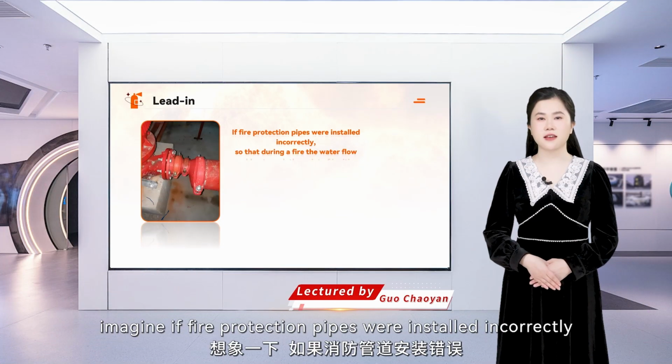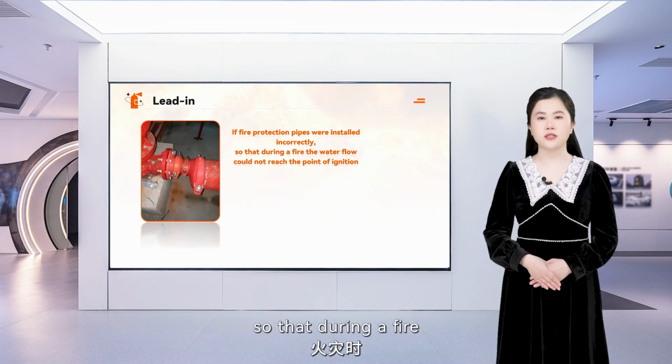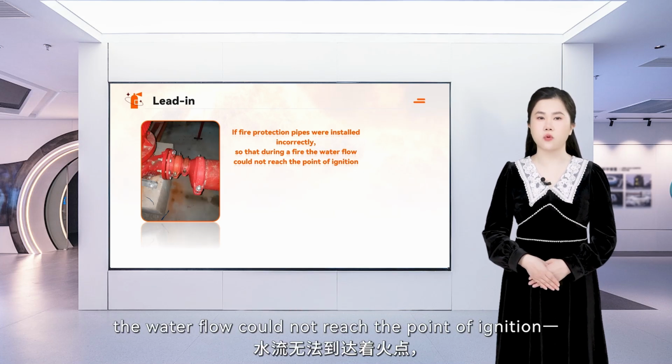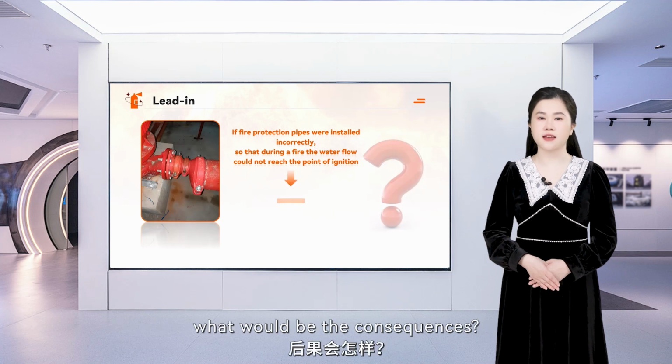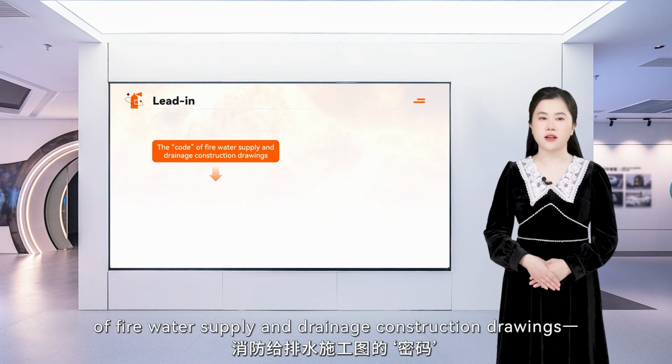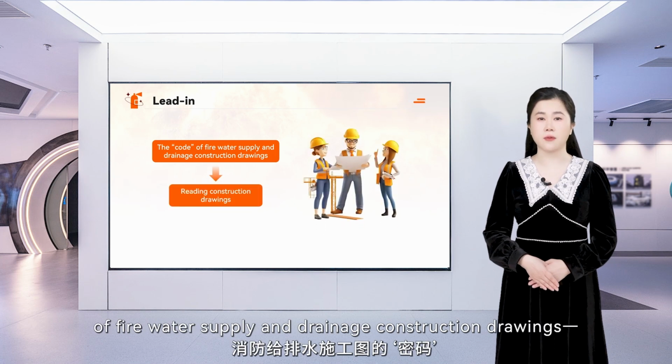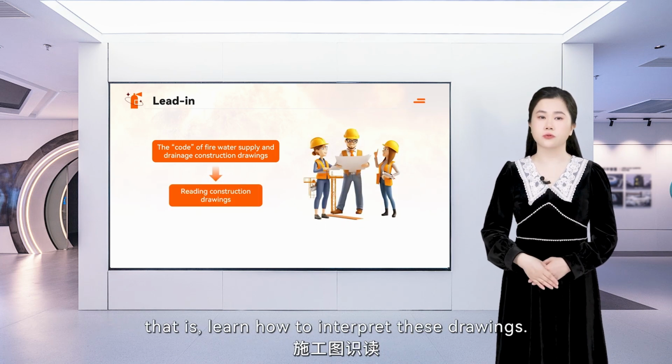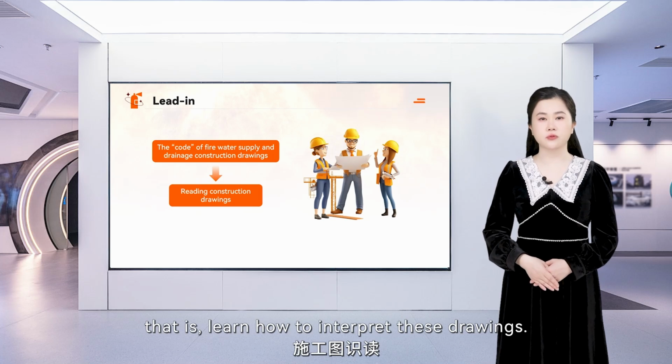Everyone, imagine if fire protection pipes were installed incorrectly so that during a fire the water flow could not reach the point of ignition. What would be the consequences? Today, we are going to unlock the code of fire water supply and drainage construction drawings. That is, learn how to interpret these drawings.